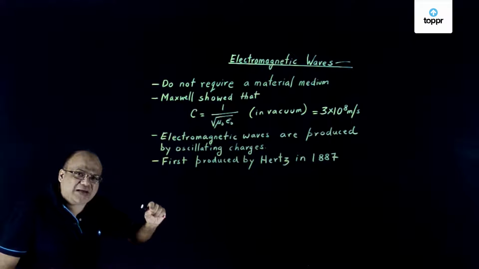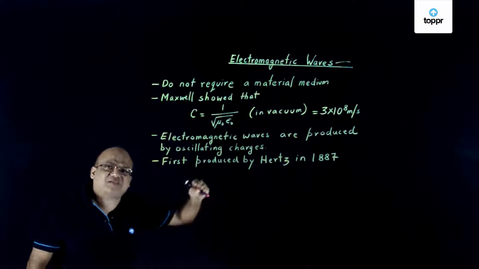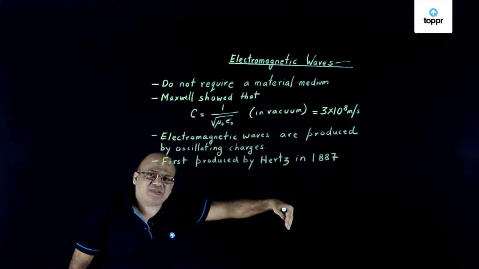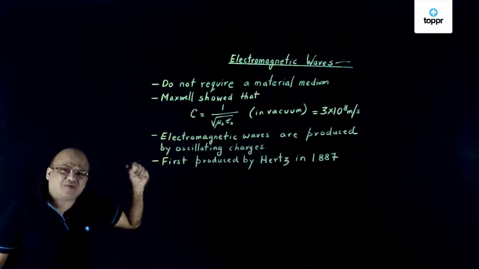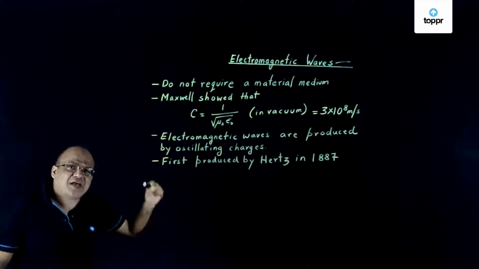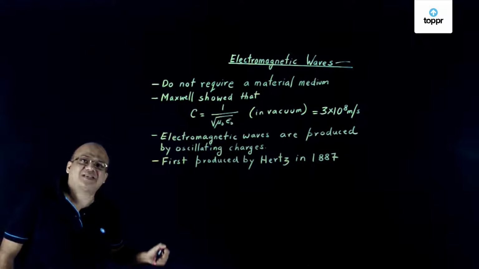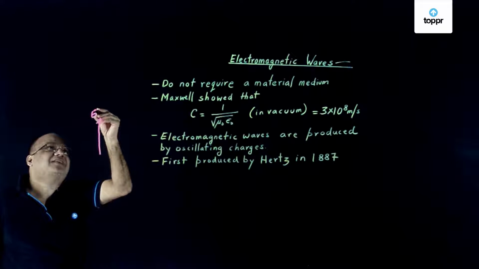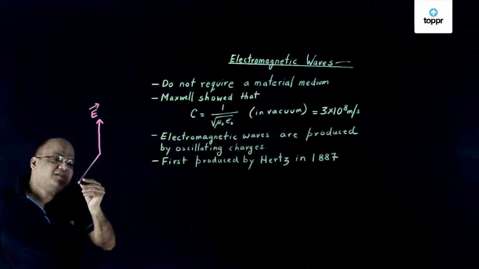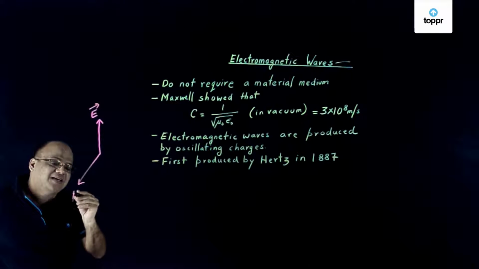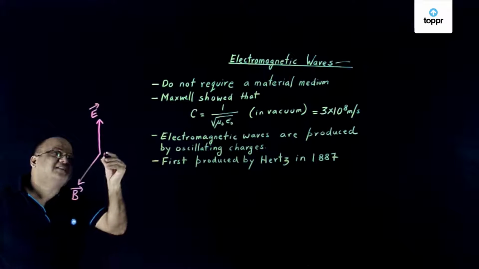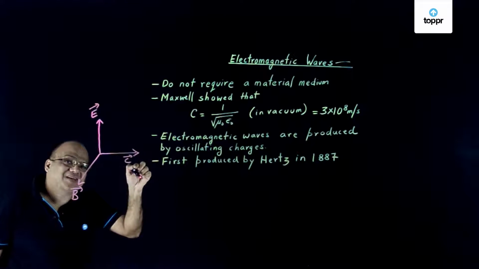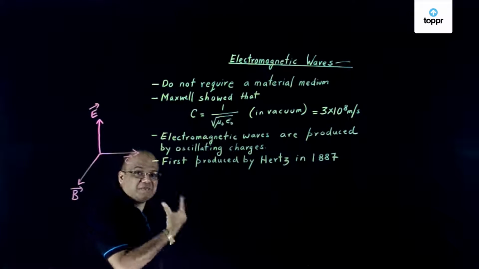Now, in an electromagnetic wave, we have electric field oscillations. Perpendicular to that, we have magnetic field oscillations. And the electromagnetic wave propagates perpendicular to these two oscillations. If the electric field oscillates along the y-axis, so this is the E vector, the magnetic field oscillations are along the z-axis, say. So this is our B vector. Then the electromagnetic wave will propagate in this direction. All three are mutually perpendicular.